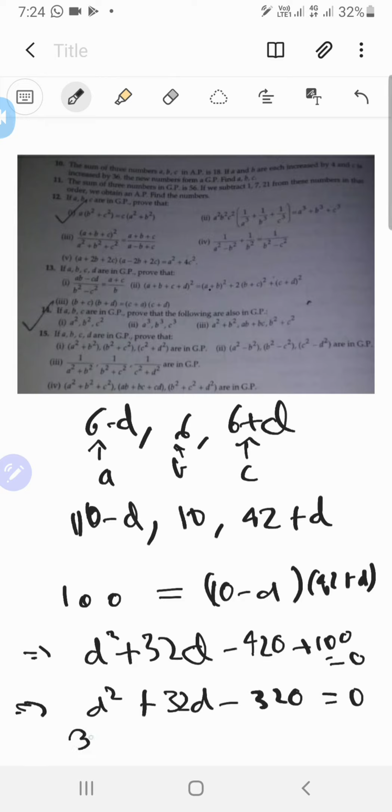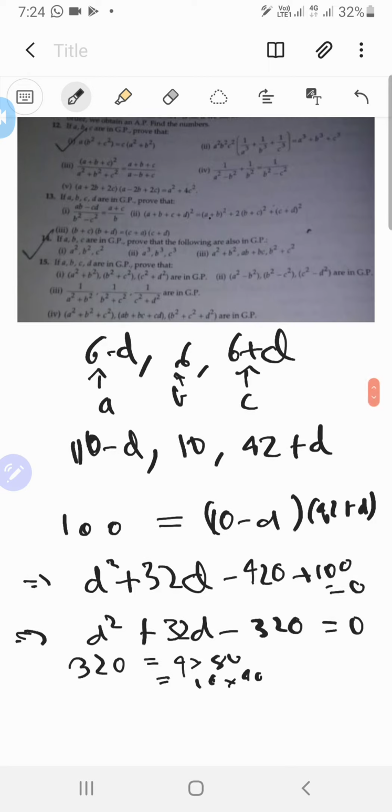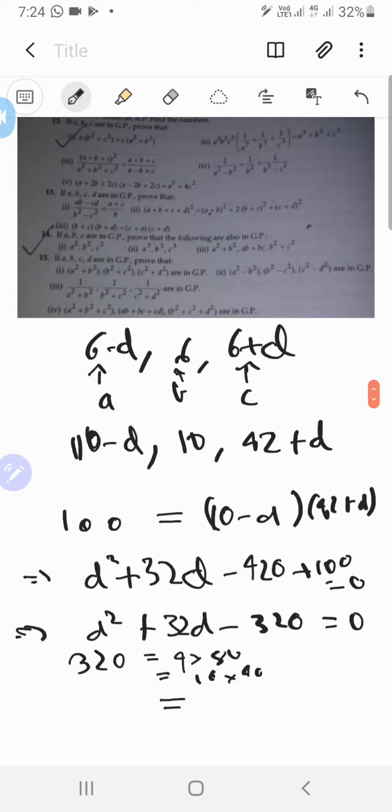So 320 can be written as 4 into 80, or as 16 into 40, I think, or it can also be written as, come on, we have to think of something. Try with an 8 somewhere. So 128, that might not work. No, I don't think that will work. So 5 into 64, that does not work.